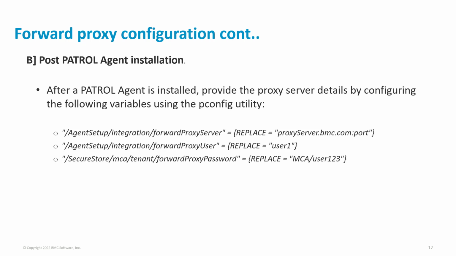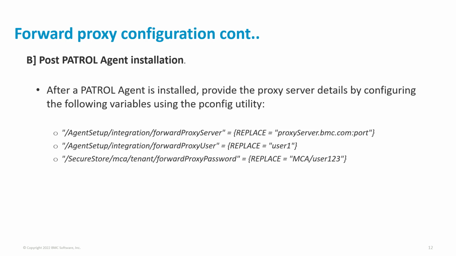After a Patrol Agent is installed, provide the proxy server details by configuring the three mentioned variables using the pconfig utility. In the first variable, put in the proxy server fully qualified domain name along with its port. In case the proxy requires a username and password for authentication, these can be given in the second and third variable respectively. In the second variable, provide the username, and in the third variable, provide the proxy password. The second and third variable can be left empty if the proxy does not require username and password.